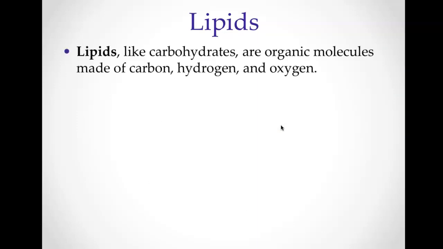All right. Third macromolecule, lipids. Lipids, like carbohydrates, are made up of carbon, hydrogen, and oxygen. So you have CHO again. Except this time, it's not in a 1 to 2 to 1 ratio. This time, you have way more carbons and hydrogens than you do oxygens. So many carbons and hydrogens and a couple of oxygens.